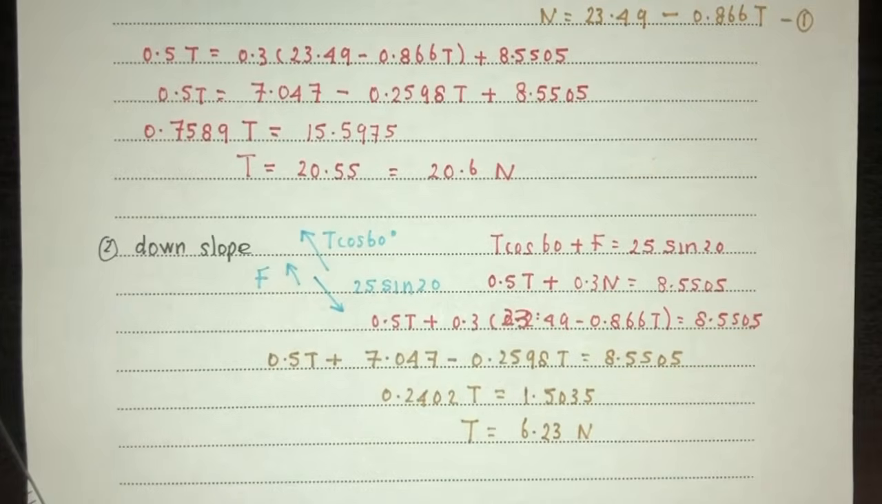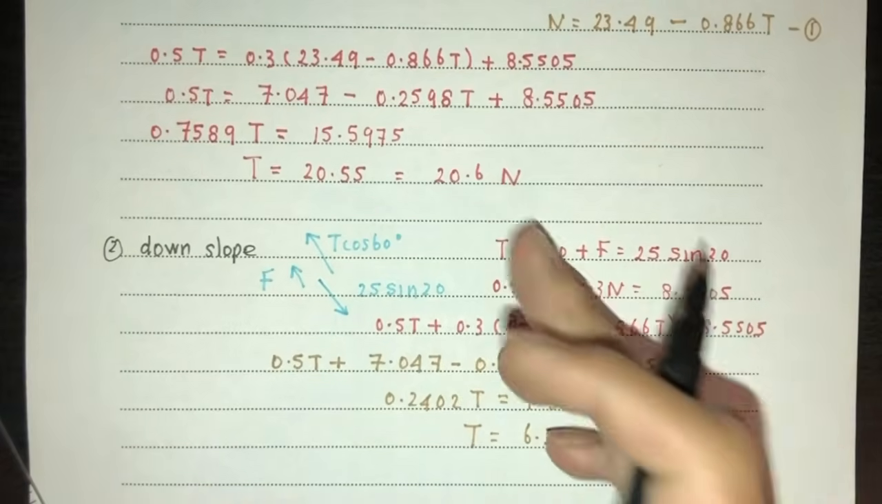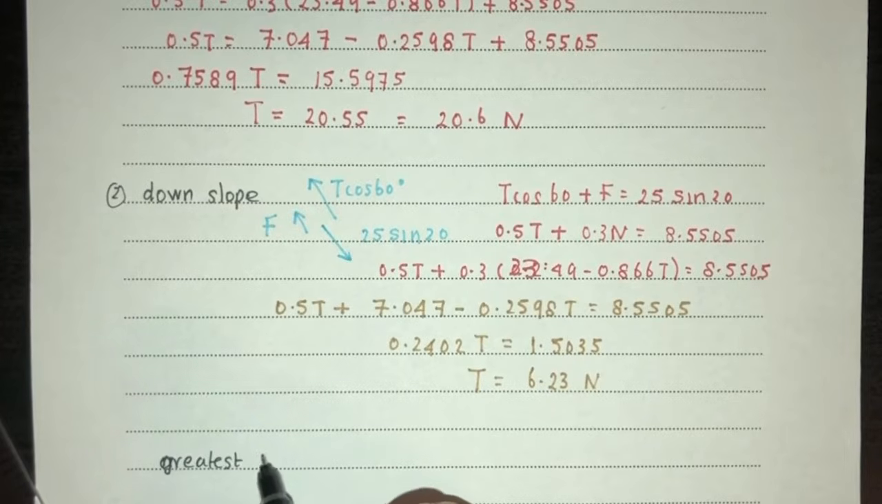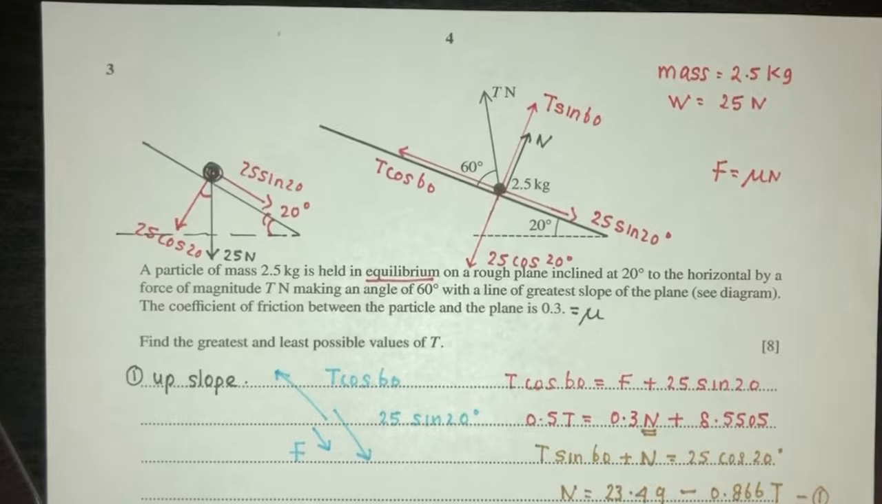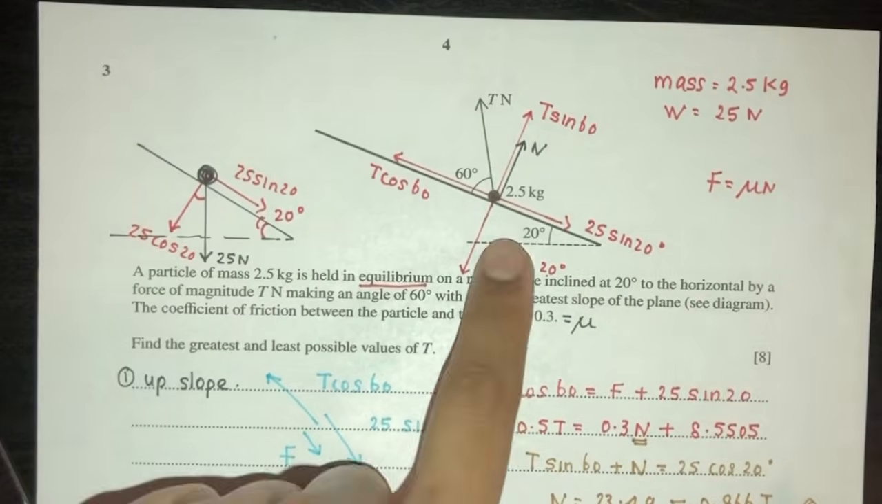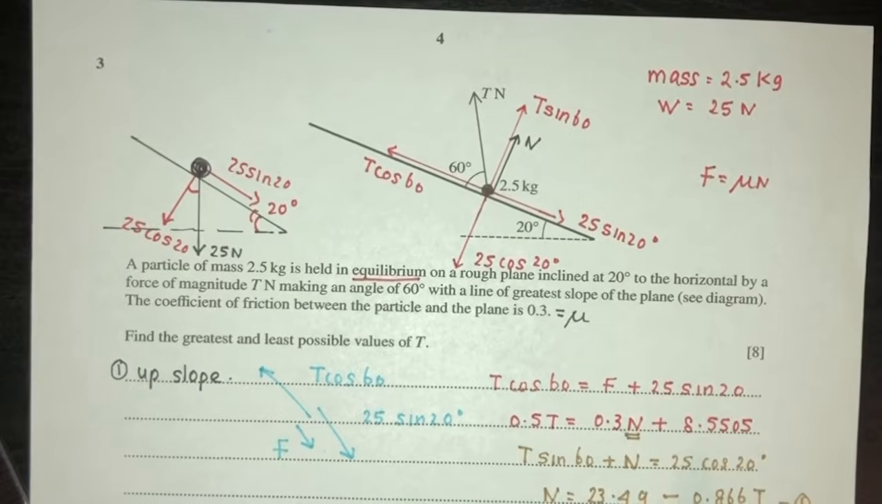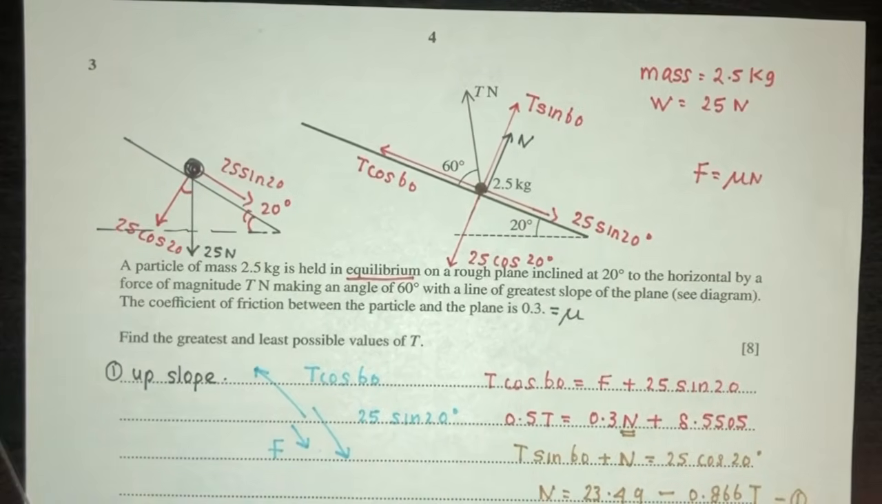So, as you can see, we have two values of T. The first value is 20.6 and this one is 6.23. So the max value, the greatest value, of T is 20.6 Newton, and the least value of T is 6.23 Newton. And that will be your question number 3. But the most important thing to remember when doing this question is to draw all the components that you know of your diagram, and based on that your answers will be step by step following the diagram. So that will be question number 3.